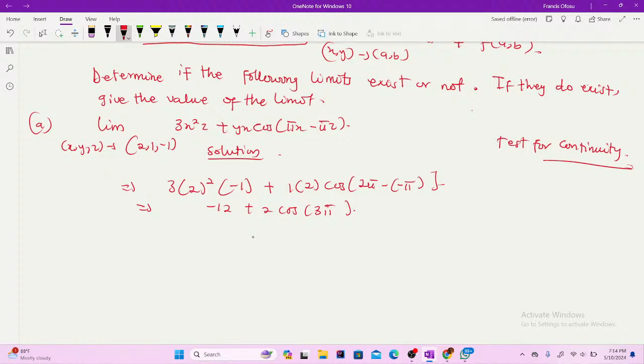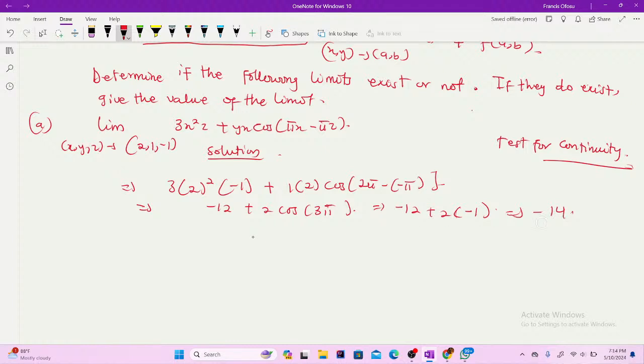If you don't want to use the pi domain, you can punch 2 cos of 3 times 180, and it should give you the same answer. So this is the same as negative 12 plus... when you punch cos 3 pi, you are getting negative 1. So this is going to give me negative 12 minus 2, which is negative 14. So now we are getting the functional value to be equal to negative 14.